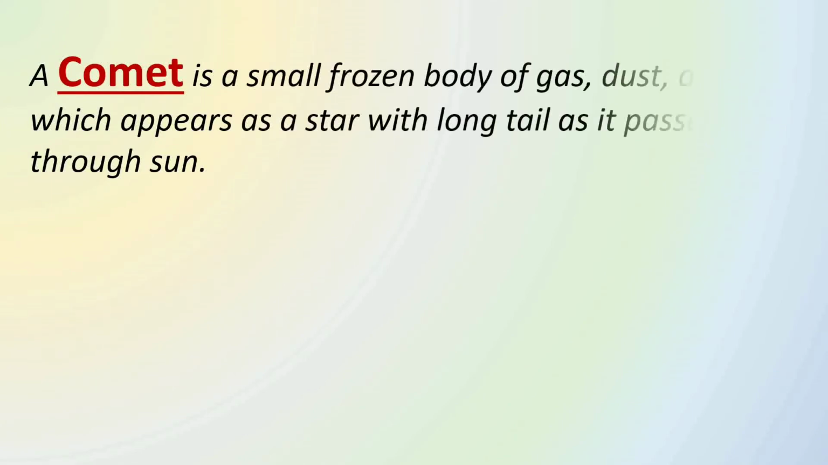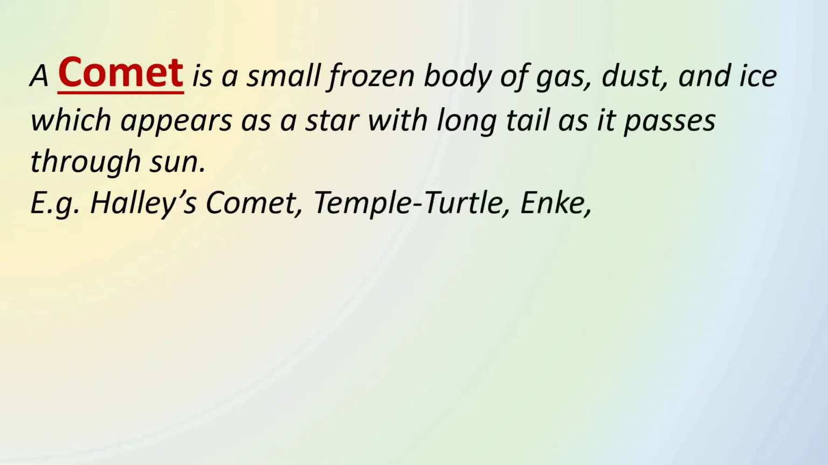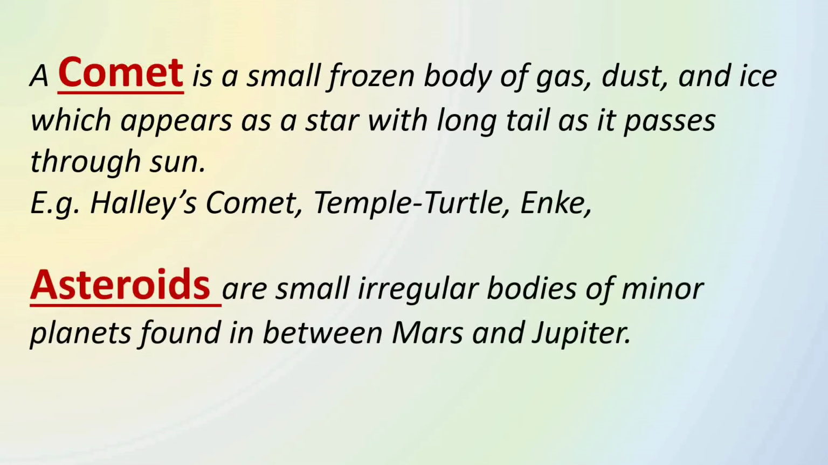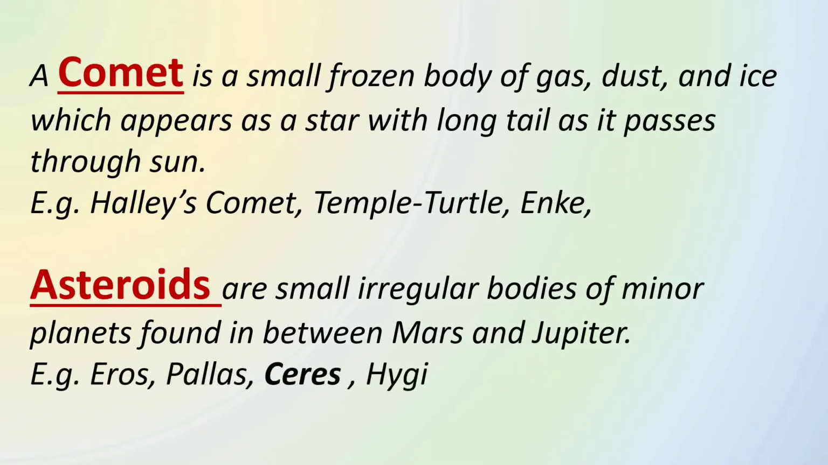A comet is a small frozen body of gas, dust and ice which appears as a star with a long tail as it passes through the Sun. For example, Halley's Comet, Temple-Tuttle and Encke. Asteroids are small irregular bodies or minor planets found in between Mars and Jupiter. Examples include Eros, Pallas, Ceres and Iga.